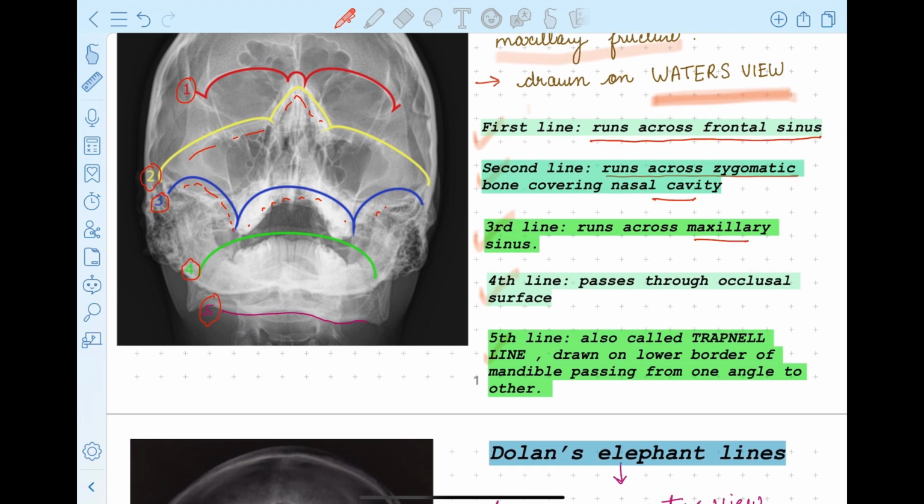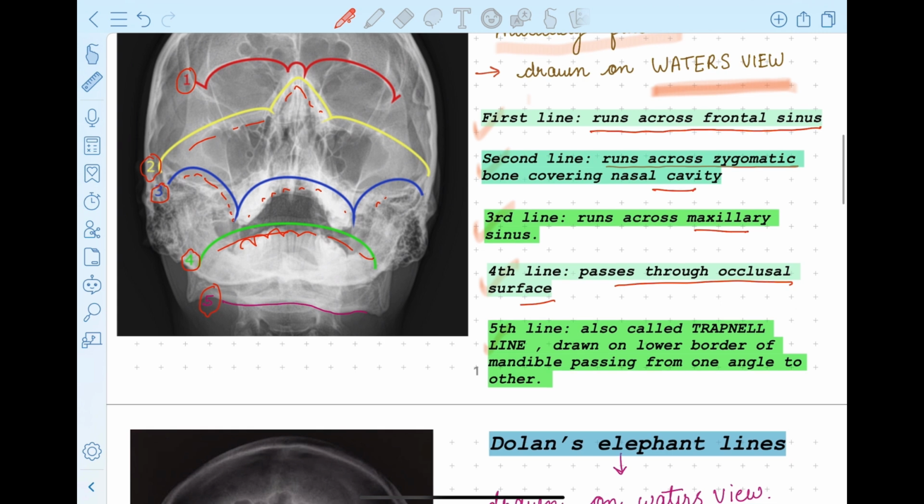The fourth line passes through the occlusal surface. These are the teeth, and it is passing just above the occlusal surface. The fifth line is also called the Trampnel line. This is asked in NEET as well as in viva. You must know it. It is drawn on the lower border of the mandible, passing from one angle of the mandible to the other angle.